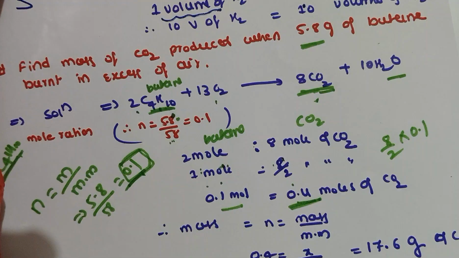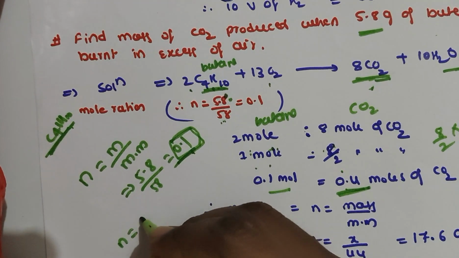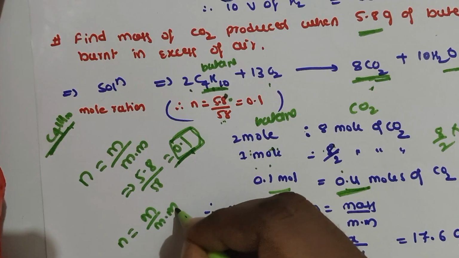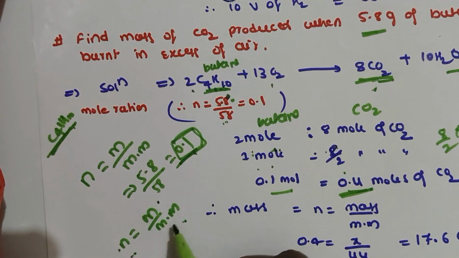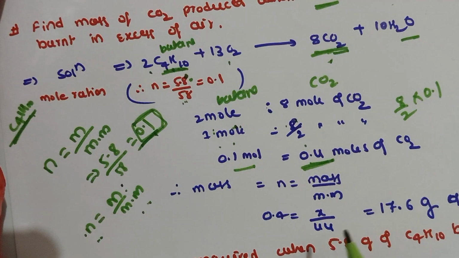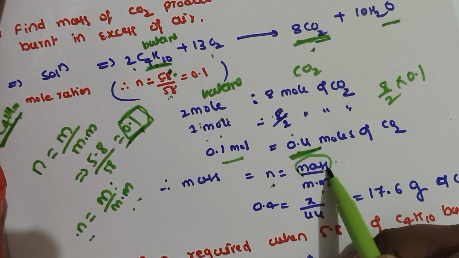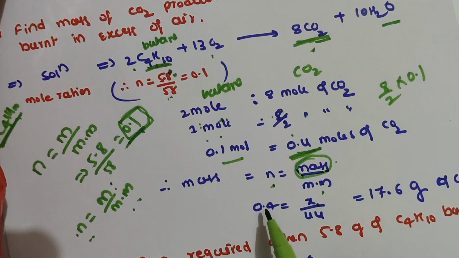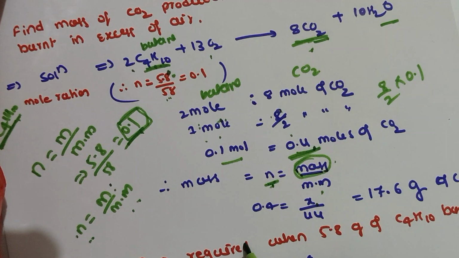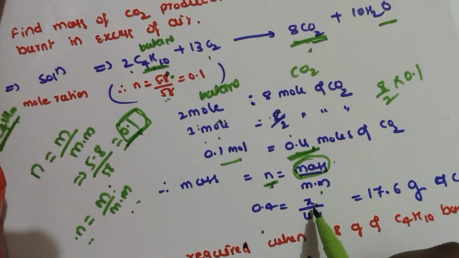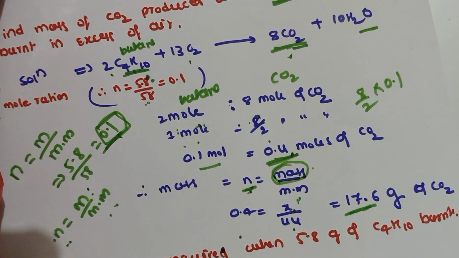What do they ask? They ask for mass. We already know that number of moles equals mass divided by molar mass. Therefore, mass equals number of moles into molar mass. Take the mass as x. The number of moles is already calculated as 0.4. So 0.4 equals x divided by 44. We get 17.6 gram of CO2.